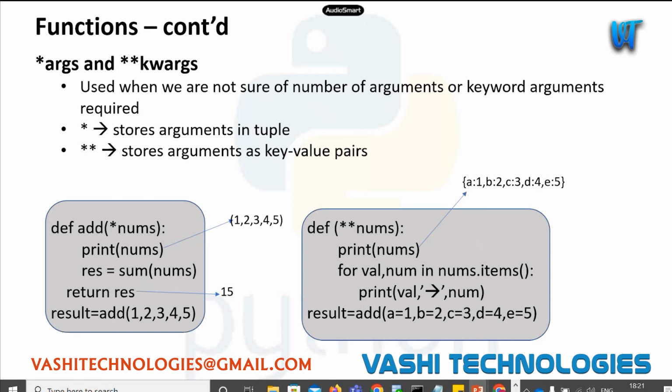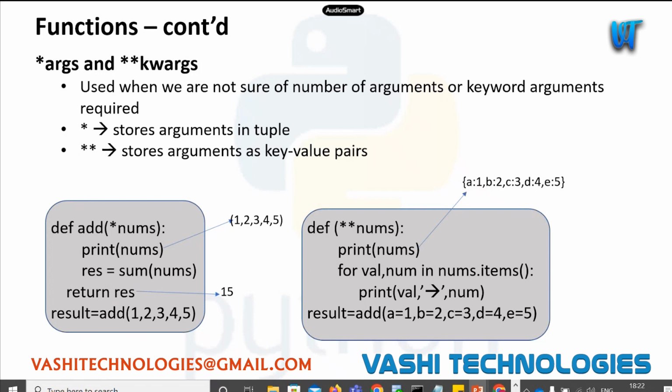Okay, nums is nothing but args. We can use args or nums, but args is used more for explanation purposes. So you have to use real-world variable and argument names. For this addition function, I am using star nums. Nums is nothing but my numbers. I can pass any number of values in that nums. What it will do, it will print those numbers.